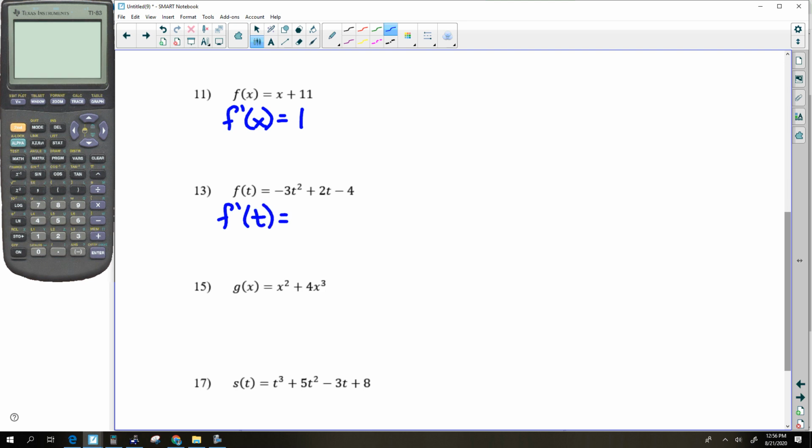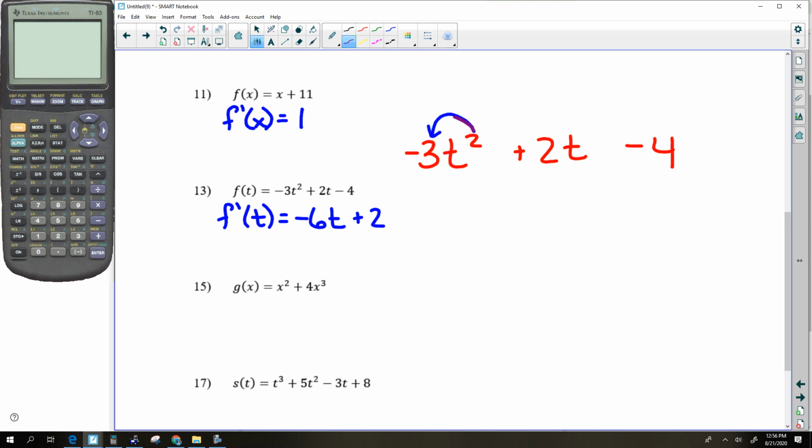F prime of t drops down, multiplies, reduces by 1, drops down, multiplies, reduces by 1, and then the 4 goes away. So again, this is what I'm talking about. I'll split it up a little bit so you can maybe better understand. The first thing that happens is that front number drops down and multiplies. So 2 coming in, so that's a negative 6. And then you minus 1, so that's t to the 1, or aka t.